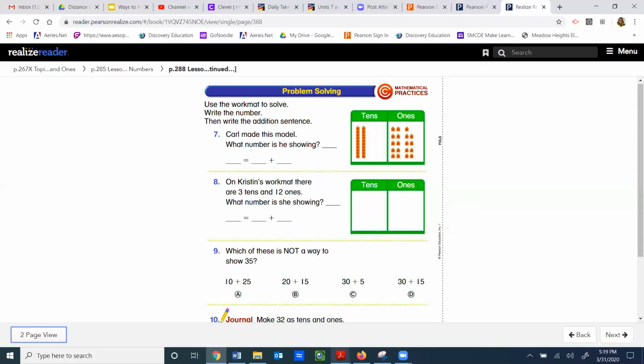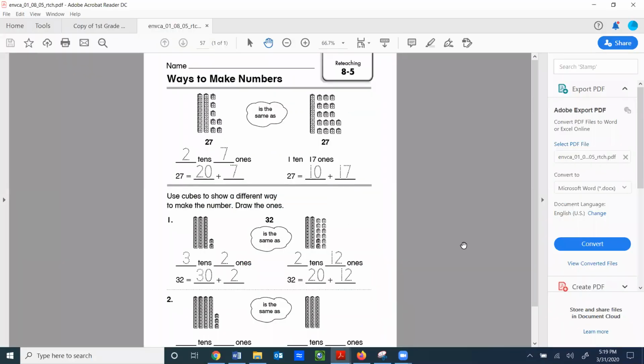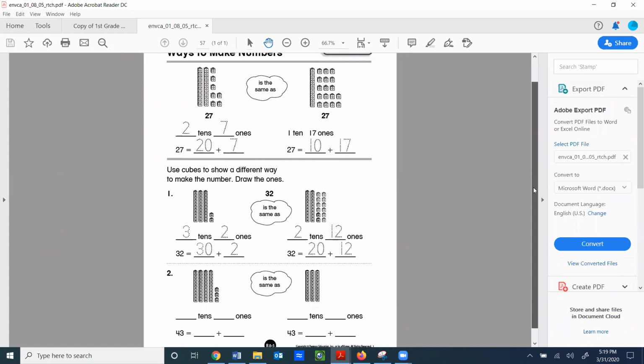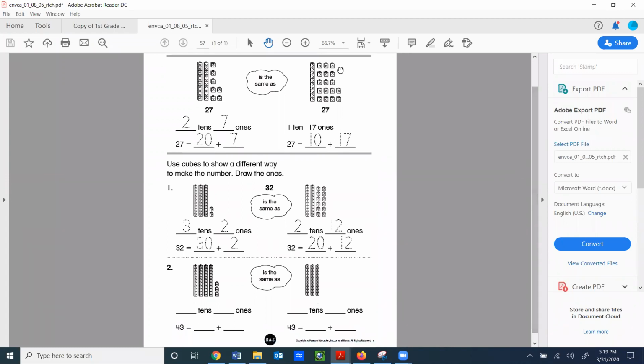All right, students, we're going to go to our reteaching page. I'm going to go through this really quickly. It says 8-5 reteaching, ways to make numbers. There's an example up here for you, and it's showing 2 tens and 7 ones equals the number 27, and it says 2 tens, 7 ones, 27 equals 20 plus 7. This is expanded form. This is what we did yesterday.